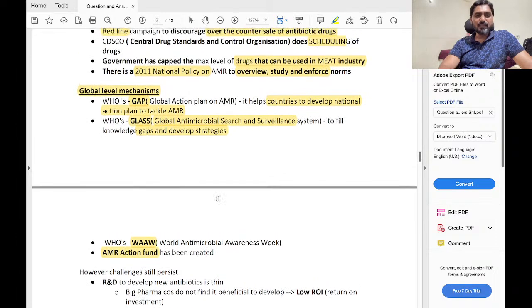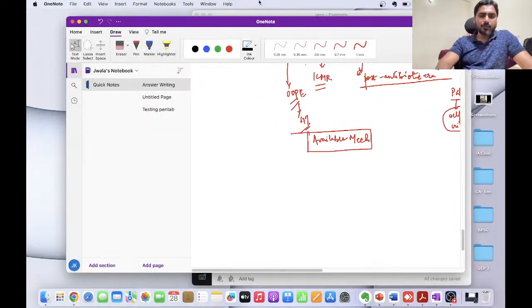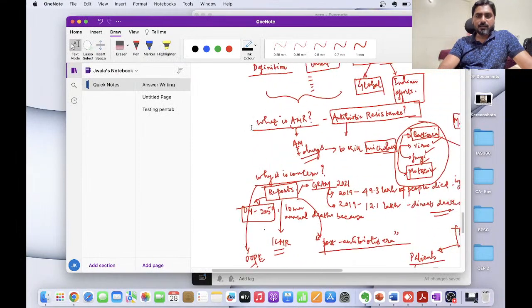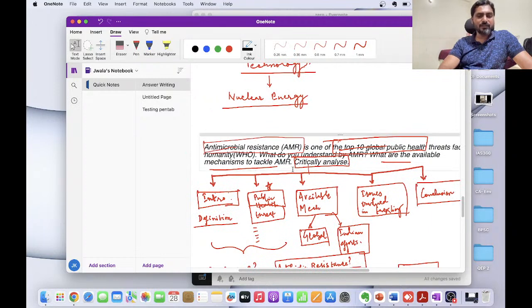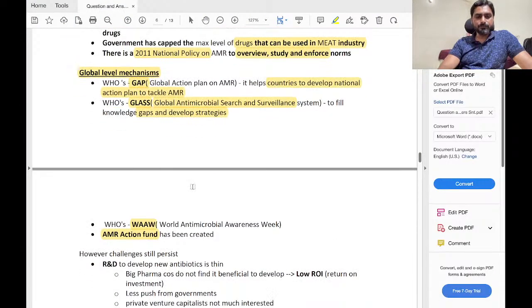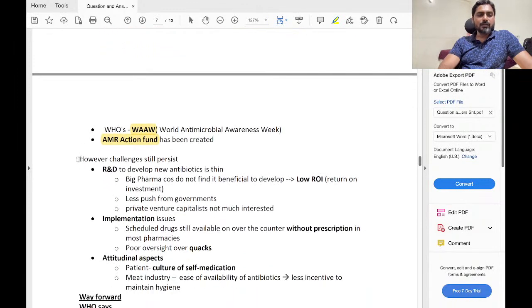Now, in the next part of this question, we are saying: what are the available mechanisms to tackle AMR that we have seen. Now, critically analyze. Here you can go for analysis of the mechanisms themselves, or why this problem is still persisting. So what we are doing here is going for further analysis to see why this is persisting. That is what we are doing in this part.